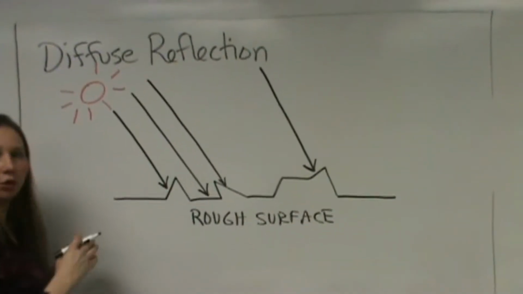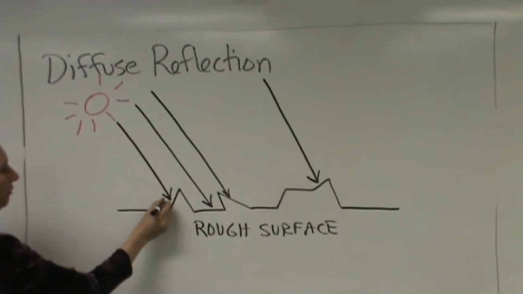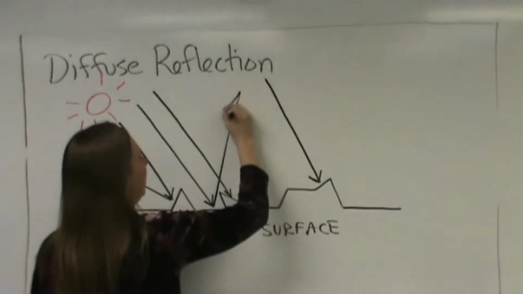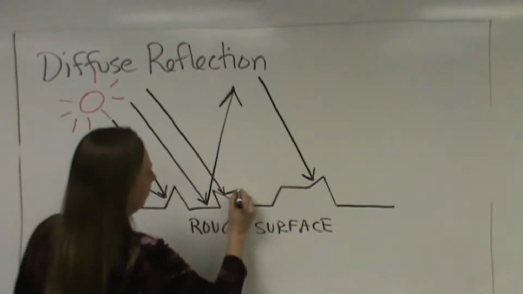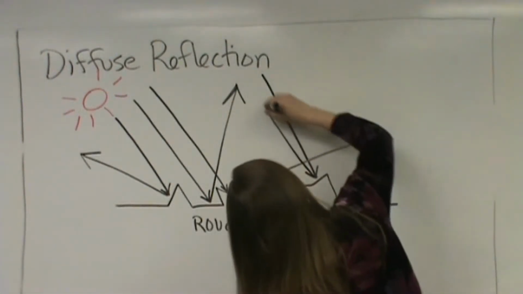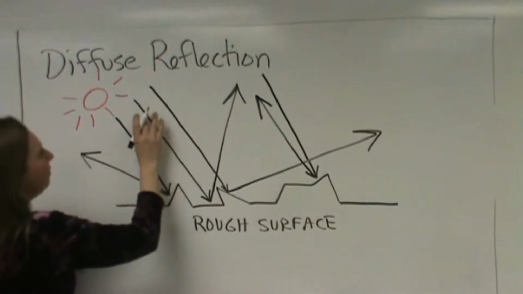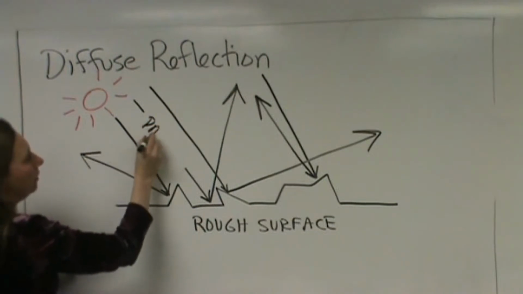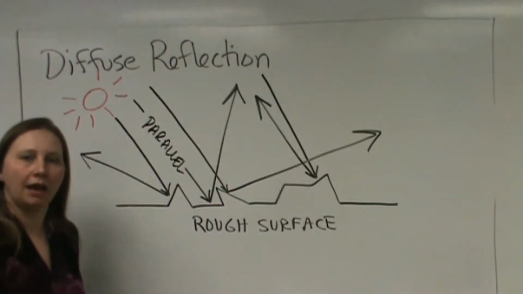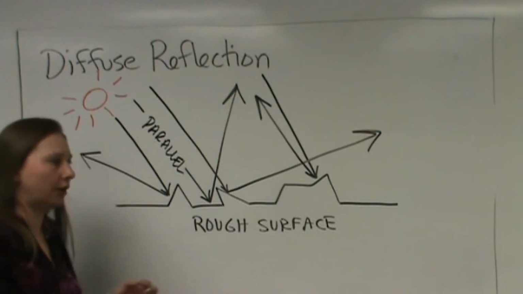Now we're going to reflect those rays off of this rough surface. And you'll see when this one hits, it reflects off this way. When this one hits, it reflects off that way. When this one hits, it reflects here. And when this one hits, it reflects kind of backwards a little bit. As you can see, although the rays came down parallel, they were not parallel after they reflected. So this kind of reflection will not produce a clear image.